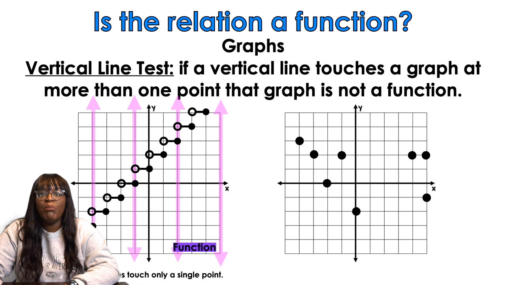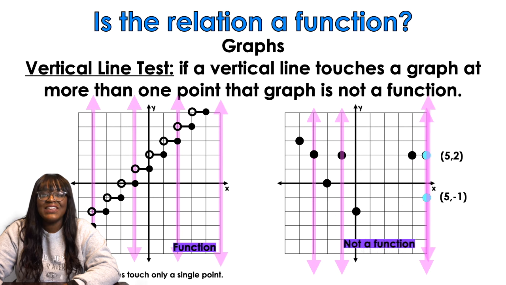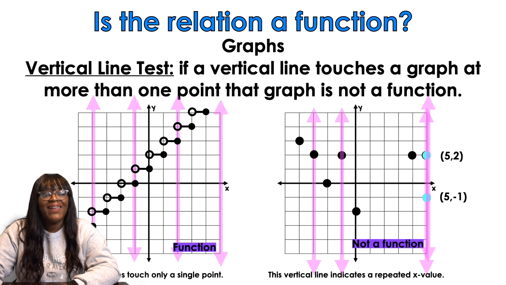The next one is just a bunch of dots. But when I swipe the vertical line across, what do I notice? Well, at the very end there, I'm going to go through two dots and they both have an x value of 5, and that is a repeated x value. So this is not a function because the vertical line touches more than one point at a time.